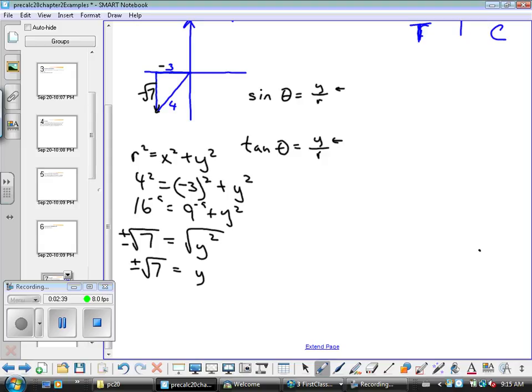Now to find sine theta equals y over r, we just have to put that y value in there. -√7 over 4 is our sine. And tan theta is y over x. I'm sorry, I had a mistake there. Tan theta equals y over x. Hopefully you caught that. -√7 over -3, or √7 over 3. So yeah, it's fairly simple to do, I guess, because you just need to use that Pythagorean theorem to find your missing length.